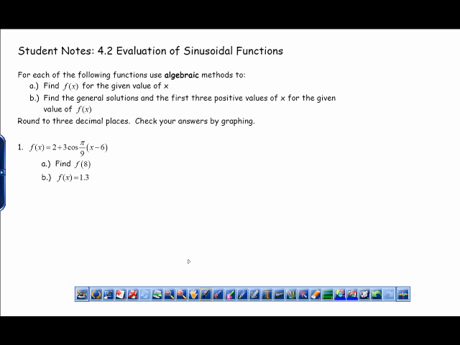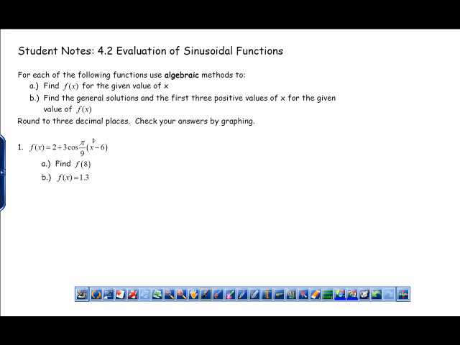It says for each of the following functions, use algebraic methods to A, find f of x for the given value of x, and B, find the general solutions and the first three positive values of x for the given value of x. And the next lesson, 4.3, actually uses this information in a real-life setting. So if you're wondering why we're doing that, you got to watch the 4.3 video.